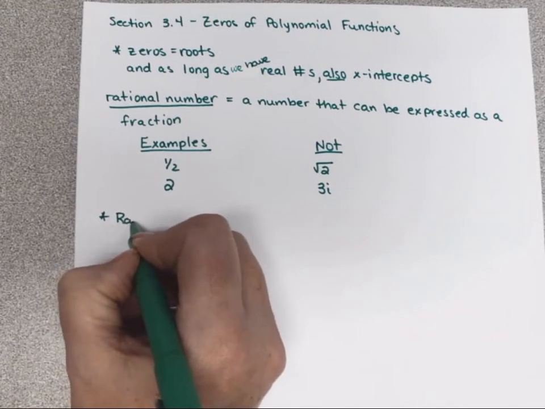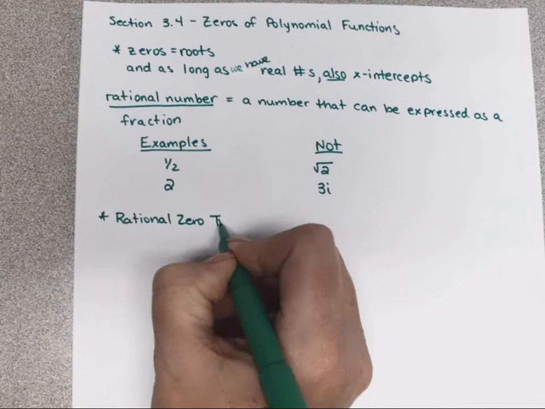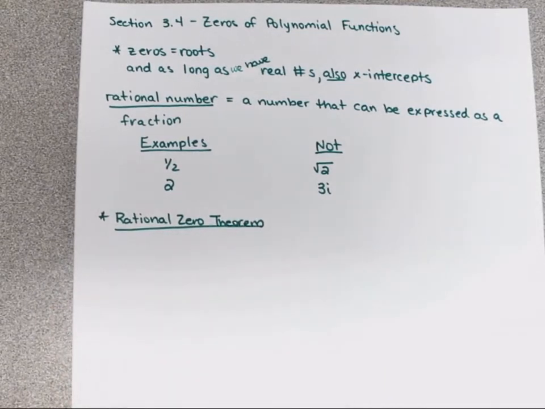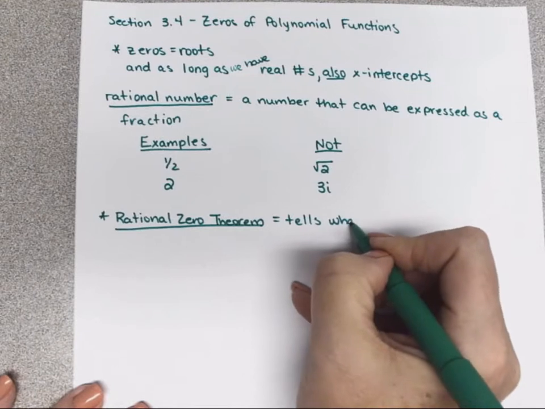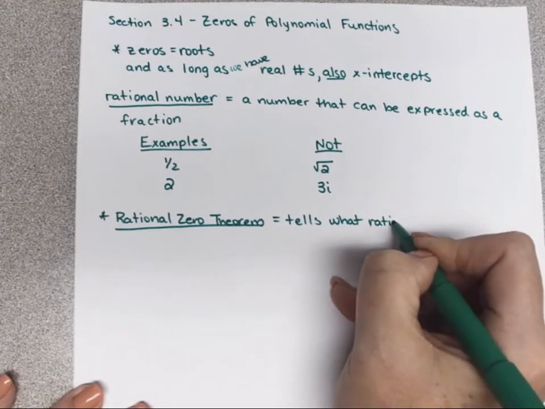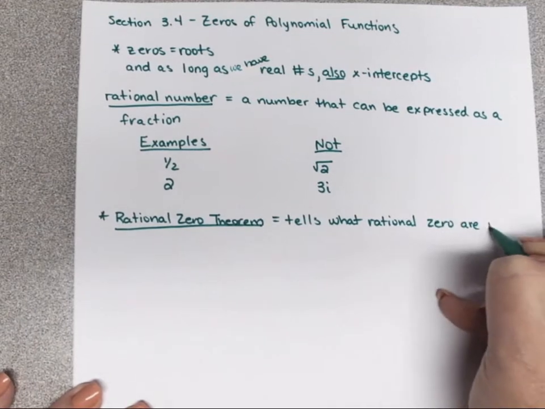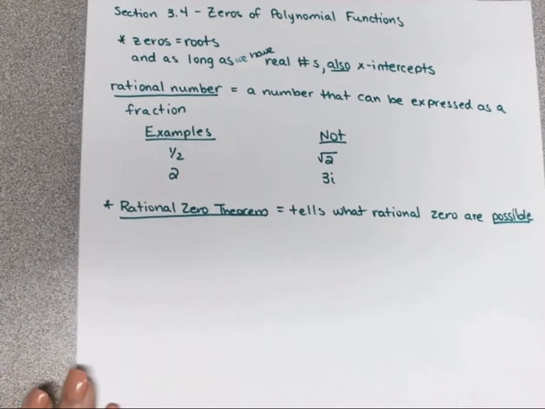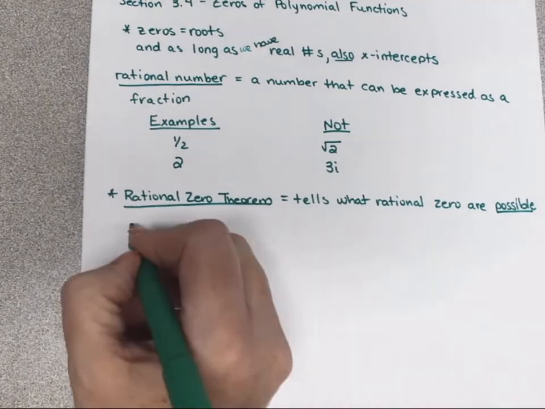Okay, so here is the rational zero theorem, and it's a way for us to narrow down what types of rational zeros we might get in an equation that looks a little complicated to factor. Essentially it tells what rational zeros are possible so that you're not just shooting darts in the dark. But just know that not all of them are going to work.